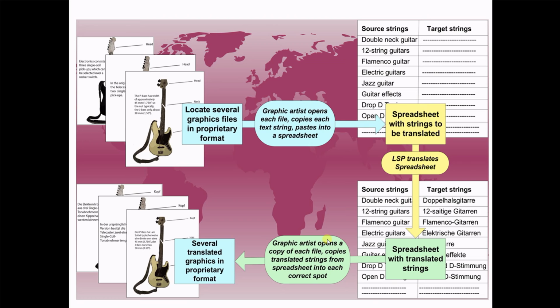So it kind of works like this. I've got all of these graphics. I copy and paste them in the left-hand column there. I have my English. I send that spreadsheet to the localization service provider. Hopefully they do a good job in translating the strings into the target language. So then we have this spreadsheet, and so then I copy and paste each of the translations into the place where they go into the proprietary graphics format, and hopefully I get everything right.